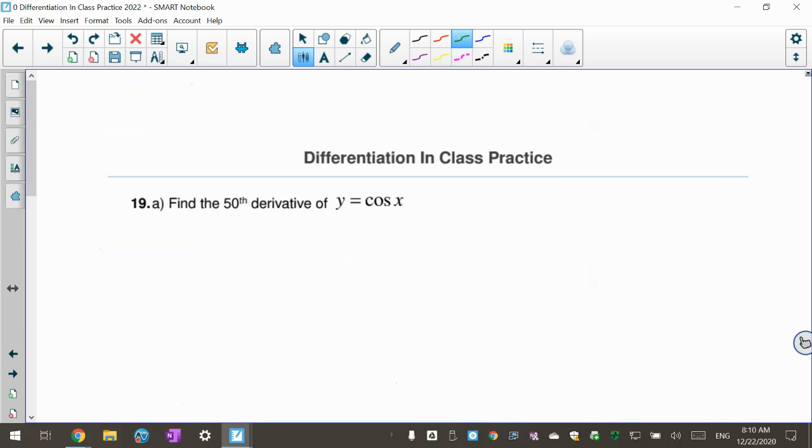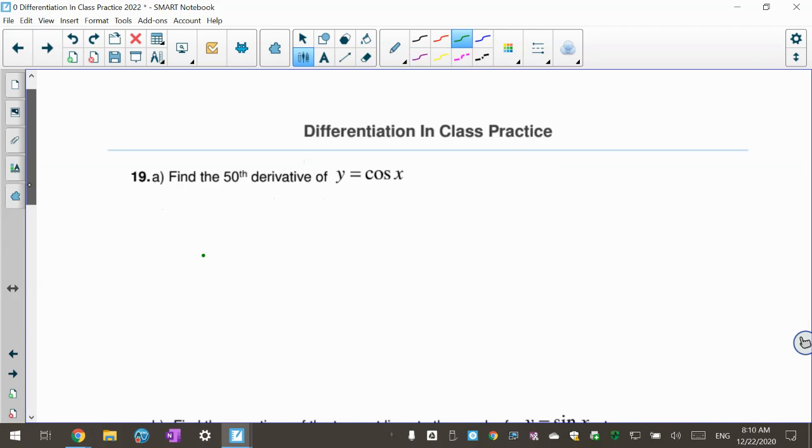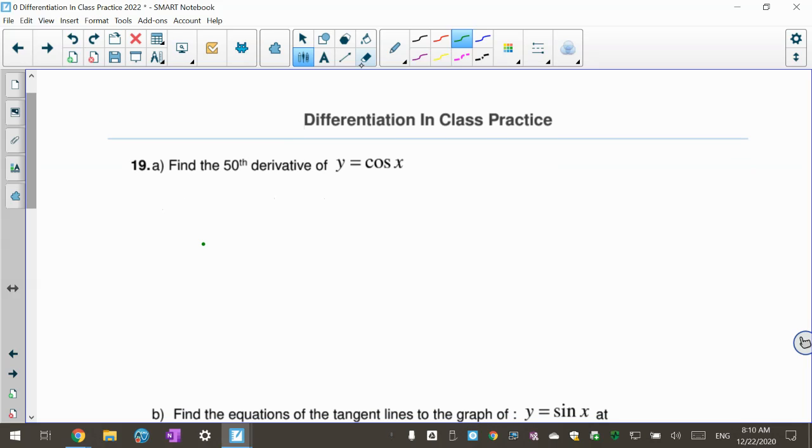Okay, this is differentiation in class practice number 19, where we're still talking about trig derivatives. And this is pretty cool. I wanted to show you this. It says find the 50th derivative of y equals cosine x. So before I start, I'm going to remind you of the trig square that we learned.